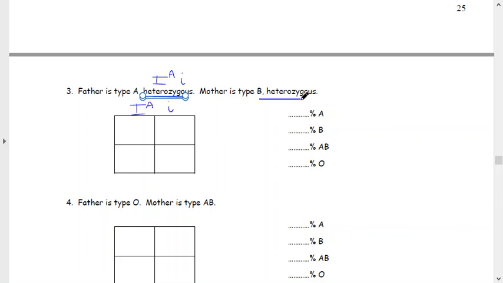And mom is type B heterozygous. So she must have a B allele, but she's heterozygous, so her other allele is recessive. You do this Punnett square just like you would do any other Punnett square. There are no tricks simply because there are 3 alleles. Nope, it's all the same stuff. So, fill this in.